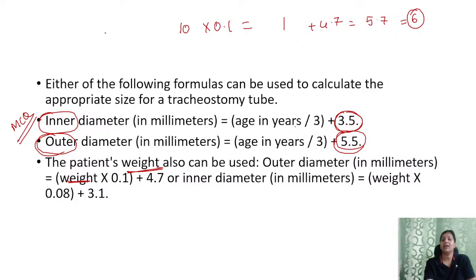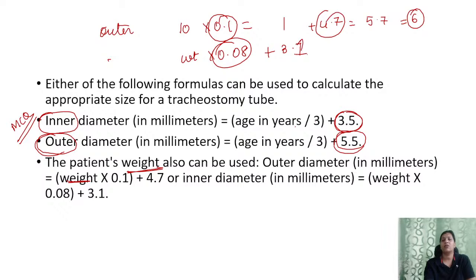But if you're taking the inner diameter, you will take weight in kgs into 0.08. Instead of 0.1, you're going to take 0.08 plus you're adding to it 3.1. So instead of 4.7, you'll add 3.1. So on the basis of weight also you can choose a tracheostomy tube.